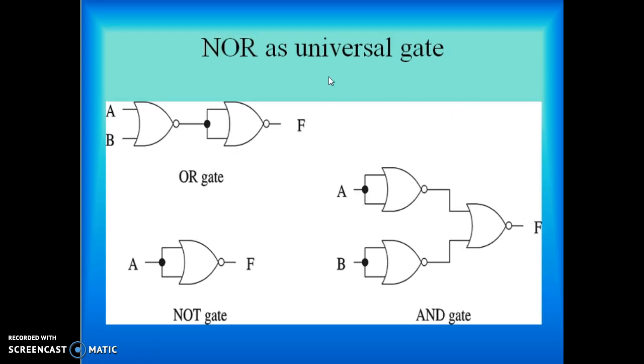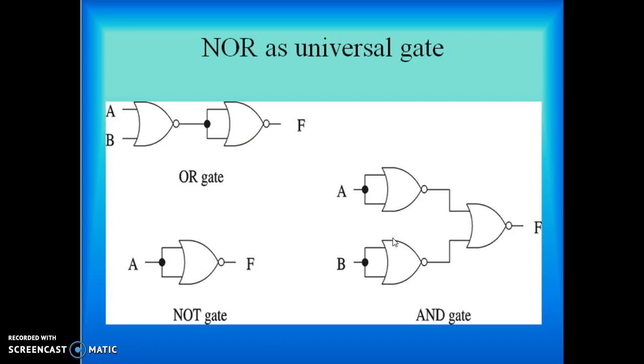Similarly, NOR also works as a universal gate. It works as NOT gate by shorting all the inputs together and having a single input, and output is inversion of the input. OR gate is inversion of the NOR gate. That's why after the NOR gate, NOT gate is connected and output is OR gate.